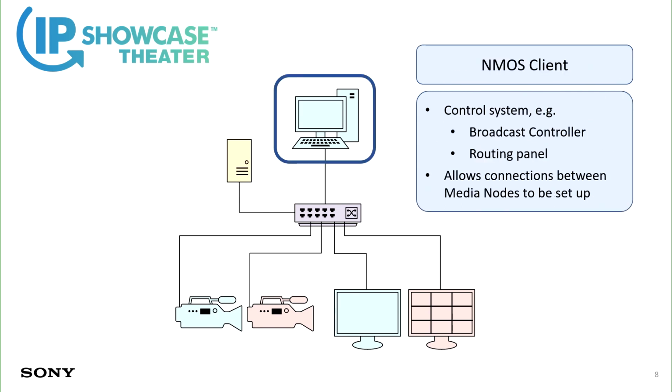And finally, on our professional media network, we have an NMOS client. So this is the control system, something like a broadcast controller or a routing panel. This is what we use to allow connections between the media nodes to be set up.